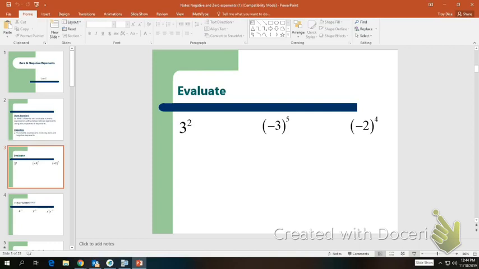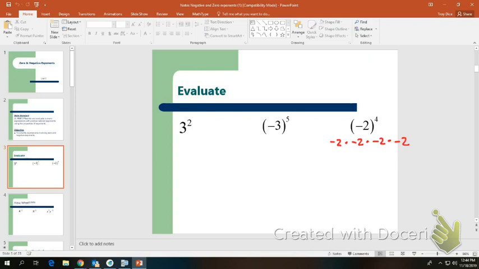Now look at this one. -2 to the 4th. Which means... Because that means what, guys? -2 times -2 times -2 times -2. And since that's an even amount of negatives, it's a positive 2 to the 4th. Let me restate that. If it's an odd amount, it's negative. If it's an even amount, it's positive.